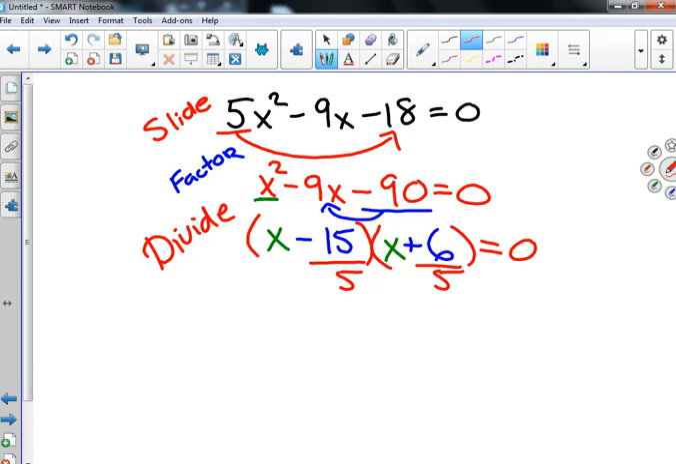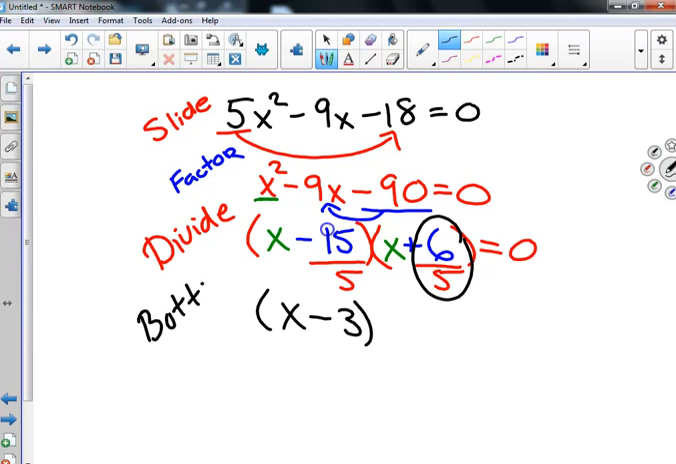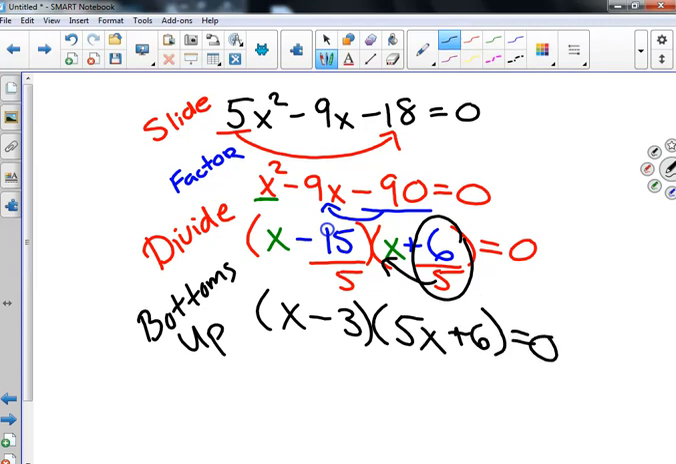Perfect. Now, if I could easily simplify, I'm going to do that. So, 15 divided by 5 is just 3. Okay, perfect. This here, I cannot simplify, so that's when it becomes bottoms up. This goes here. And that's how I would factor 5x squared minus 9x minus 18.